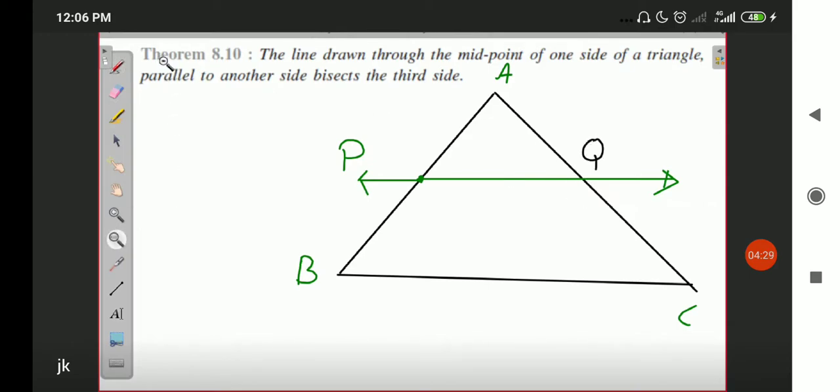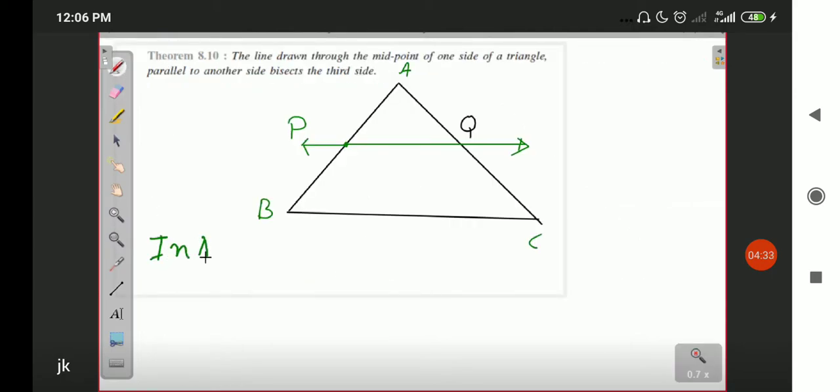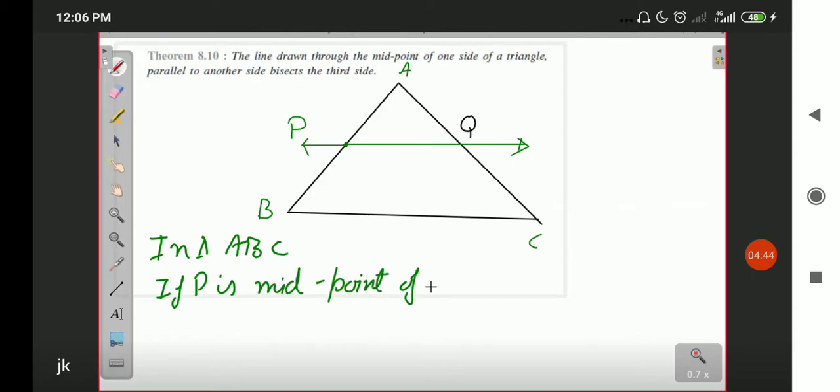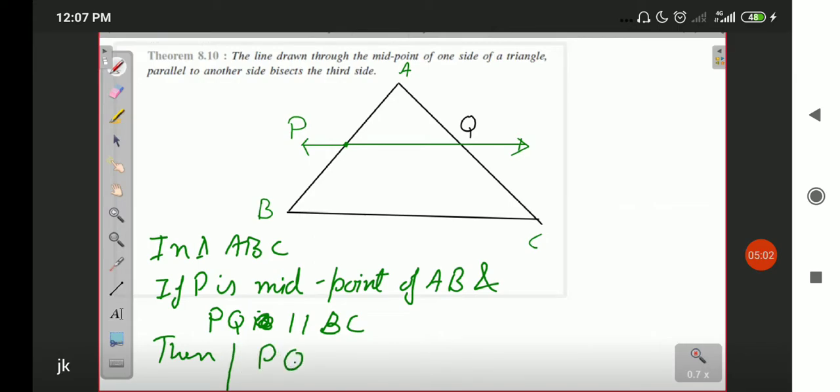So what the theorem is stating is, if in triangle ABC, P is midpoint of AB and PQ is parallel to BC, that is, a line through the midpoint of one side of the triangle parallel to the second side, then this point Q is midpoint of AC and PQ is again half of BC.